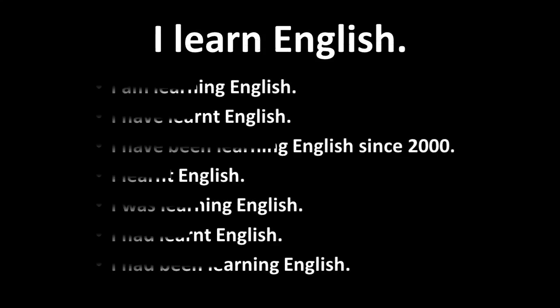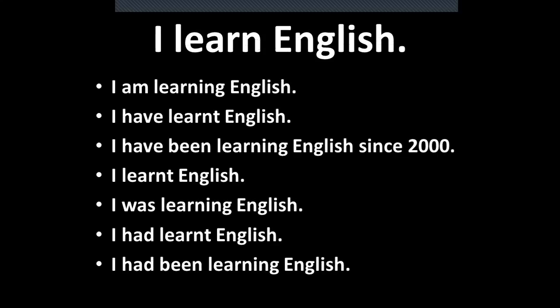Here you can see, I learn English. The sentence is I learn English. Here the verb is learn. Now I will write the sentence in the remaining tenses. This is present simple tense: subject, V1, object. I learn English is present tense. I am learning English, present continuous tense. I have learned English, present perfect tense. I have been learning English since 2000, present perfect continuous tense.